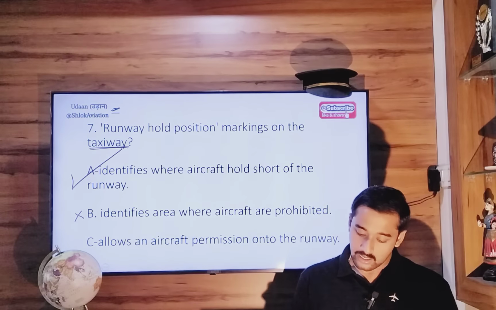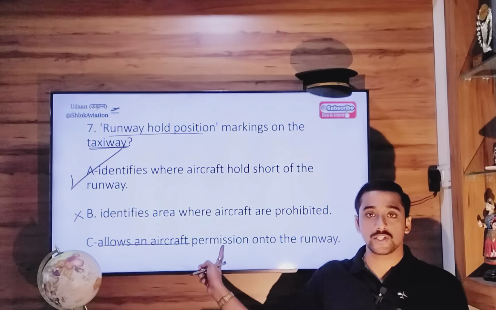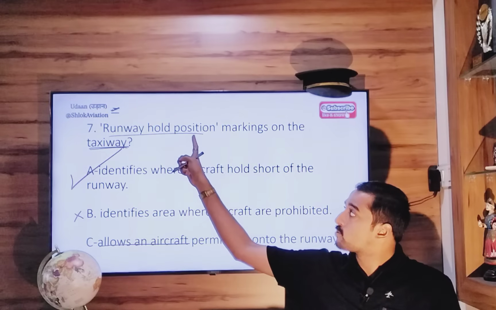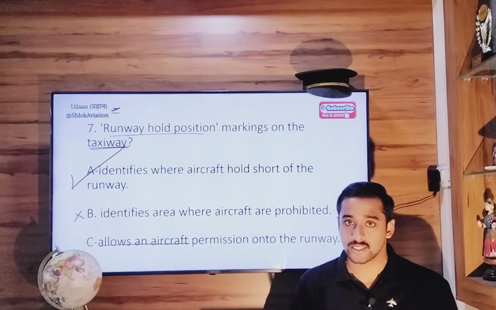Okay. Runway hold position marking doesn't necessarily allow an aircraft permission. Permission is granted by ATC. So the hold position marking only identifies the place where aircraft must hold short. That's it.